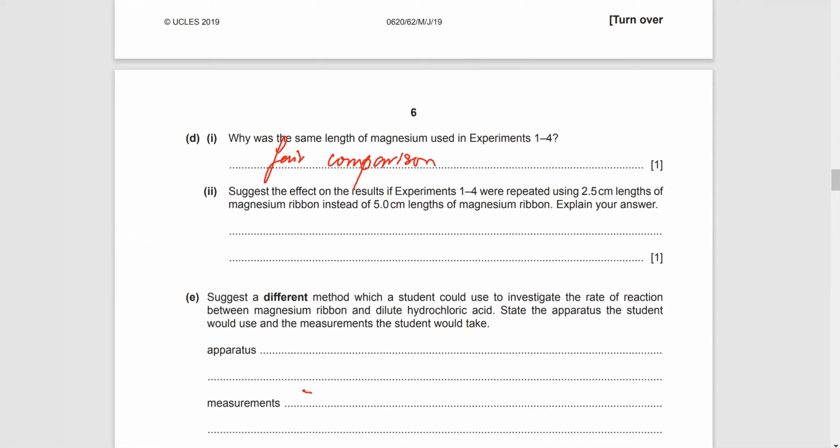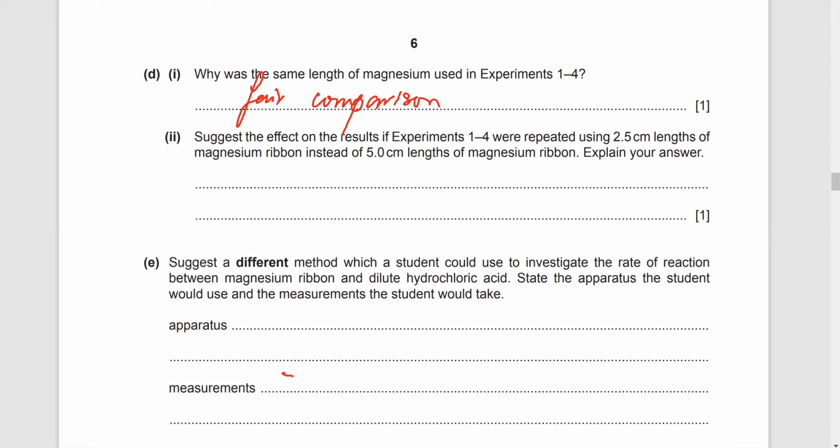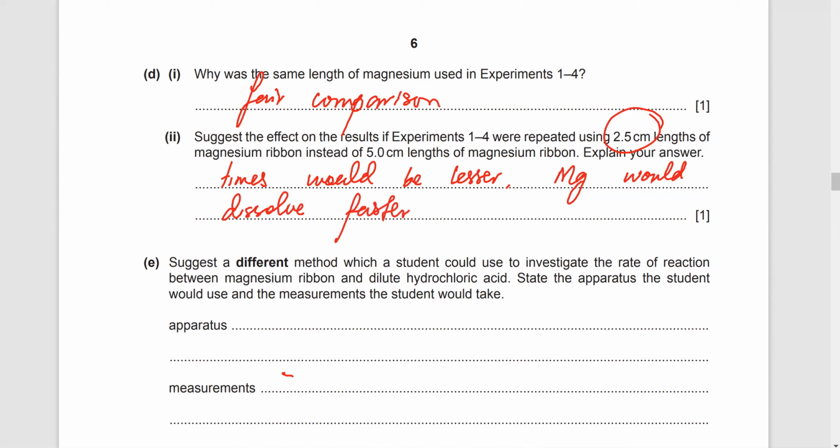Suggest the effect on the results of experiments 1 to 4 of using a 2.5 centimeter length of magnesium ribbon instead of a 5 centimeter length. Explain your answer. Now, what would be the difference? If you're using a smaller length of magnesium, basically you're using less magnesium. So times would be less. Mg would dissolve faster because the piece is smaller. Previously it was a 5 centimeter piece, so now the piece is much smaller, so it's going to dissolve way quicker.